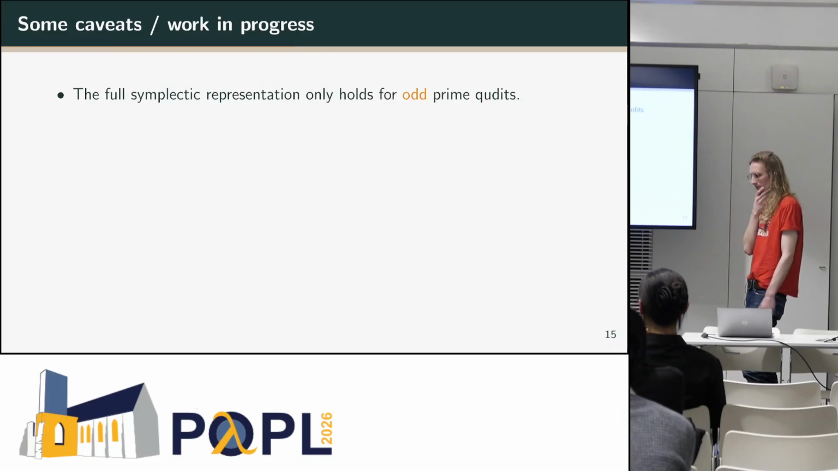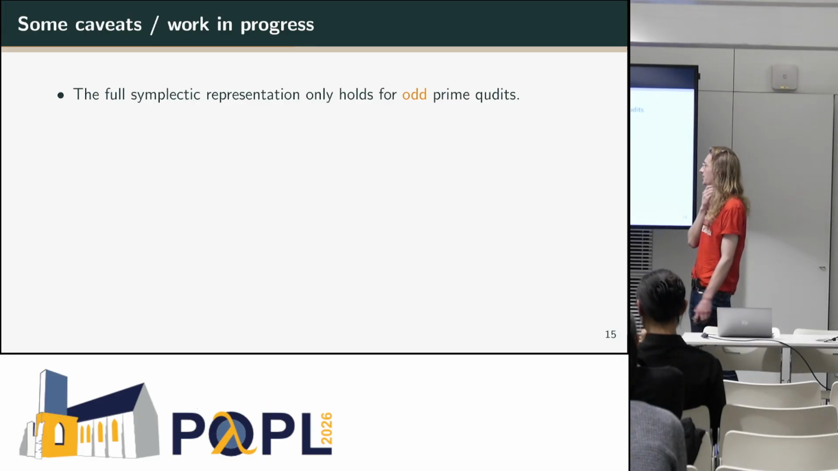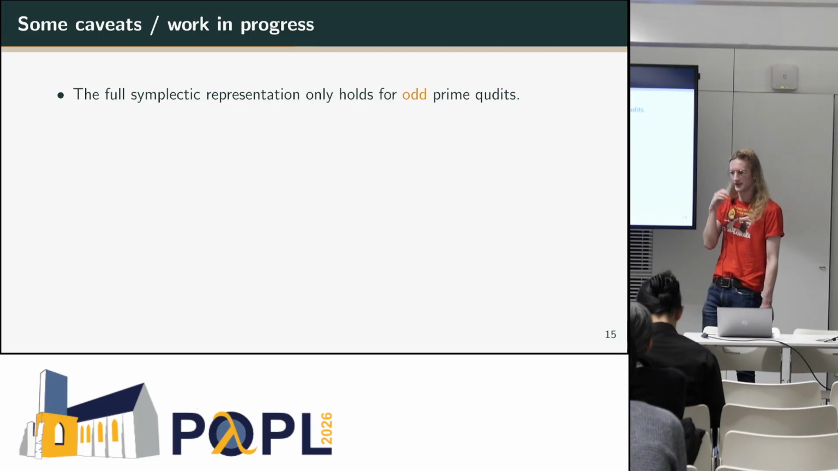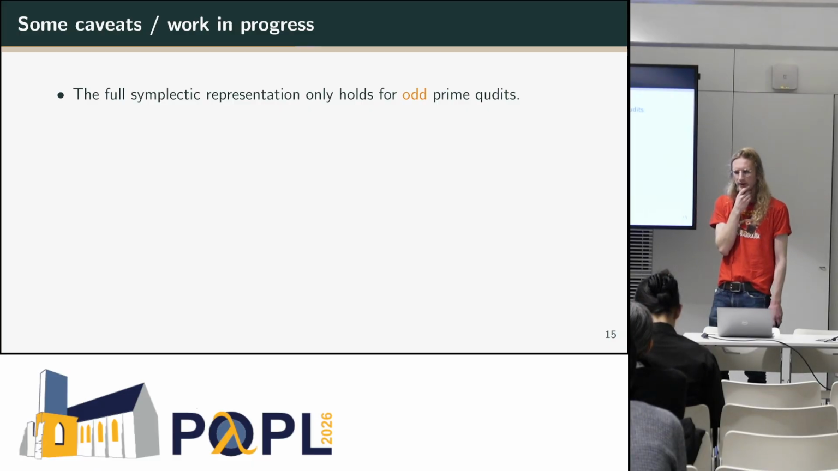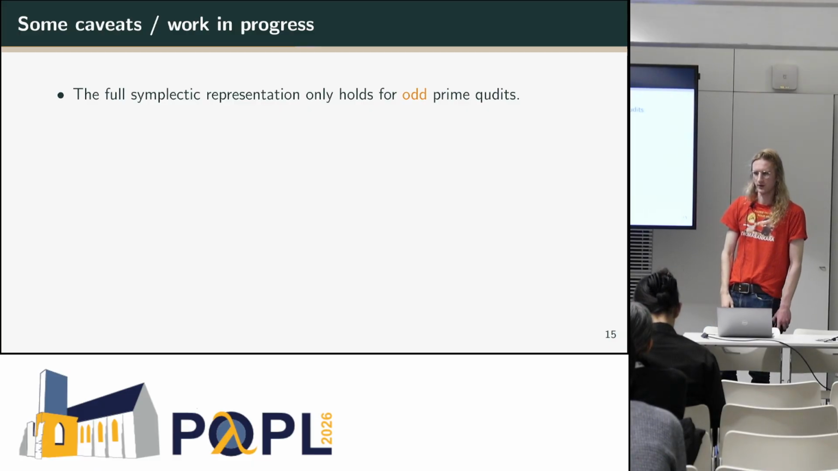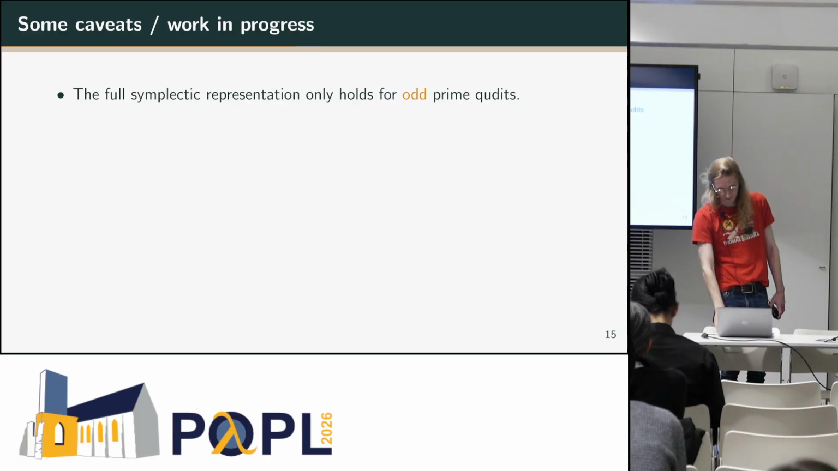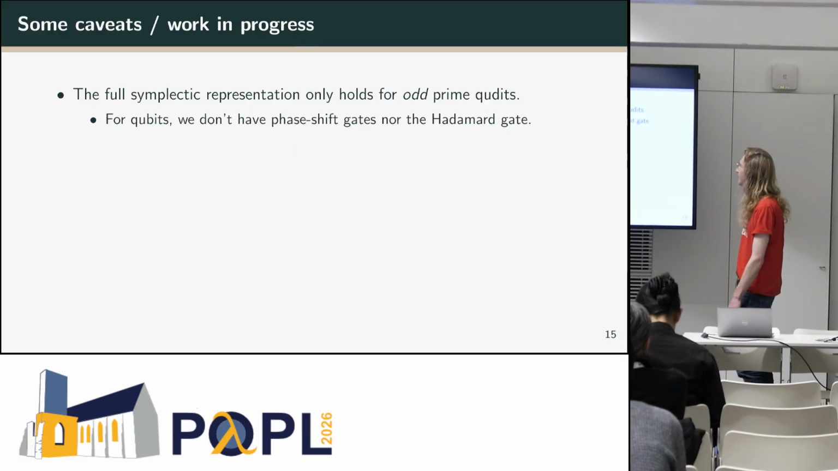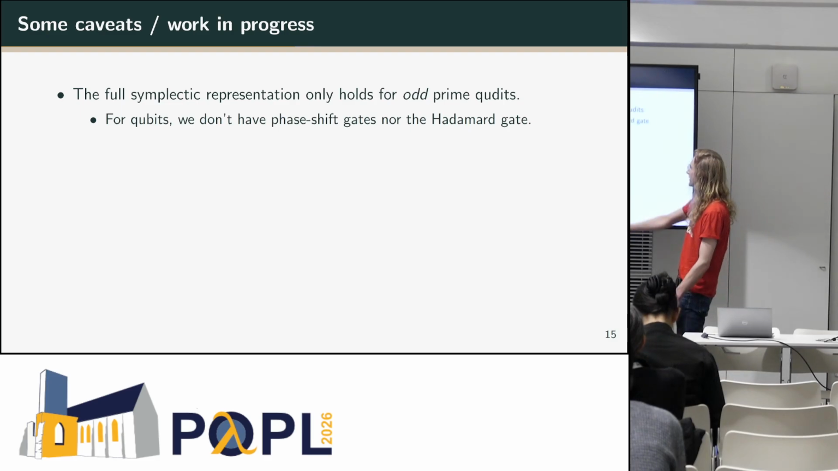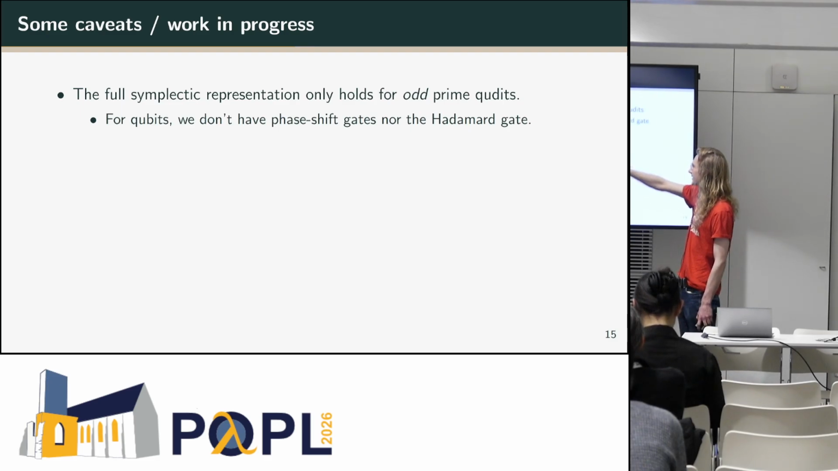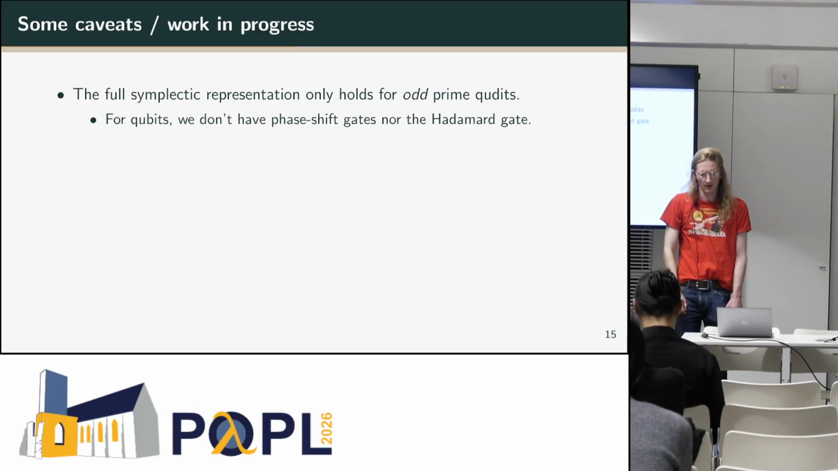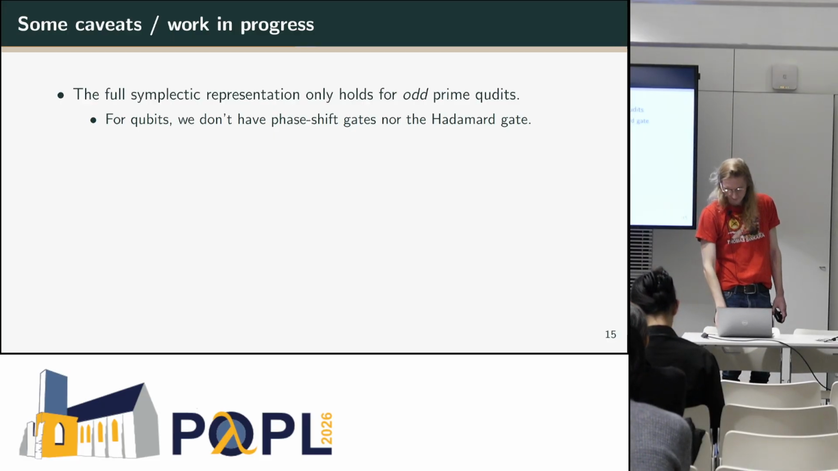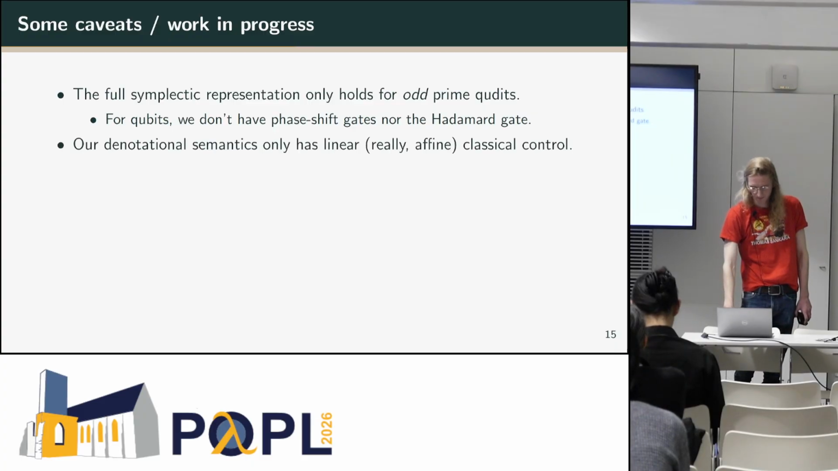So there are some caveats which I swept under the rug. First, perhaps most annoyingly, all of this stuff only works for odd dimensions, and everyone cares about qubits, which is kind of a pain. But at least we can talk about qubits if we don't have access to the phase shift gates, like the S gate or the Hadamard gate. So it's not everything, but at least it's something.